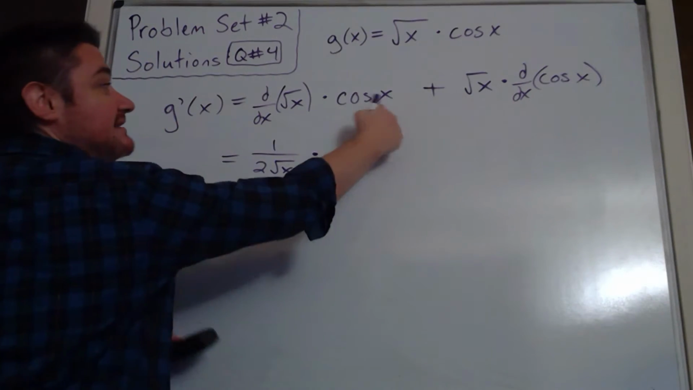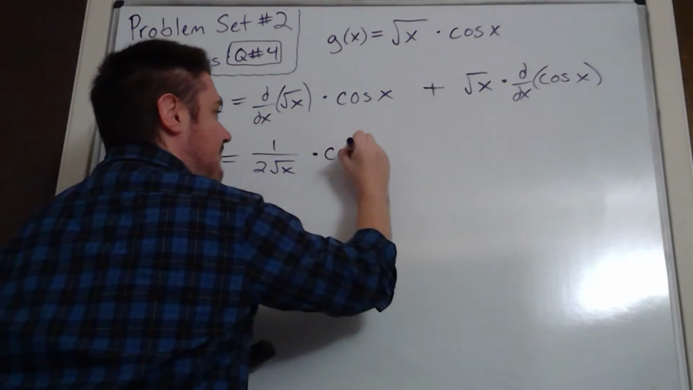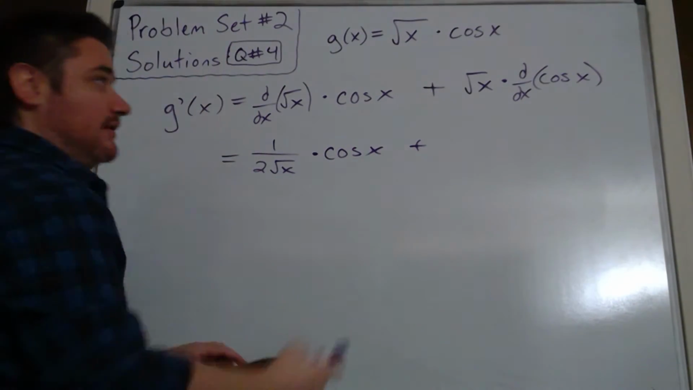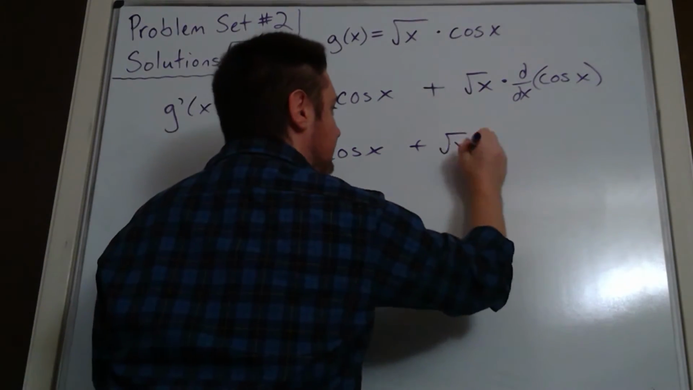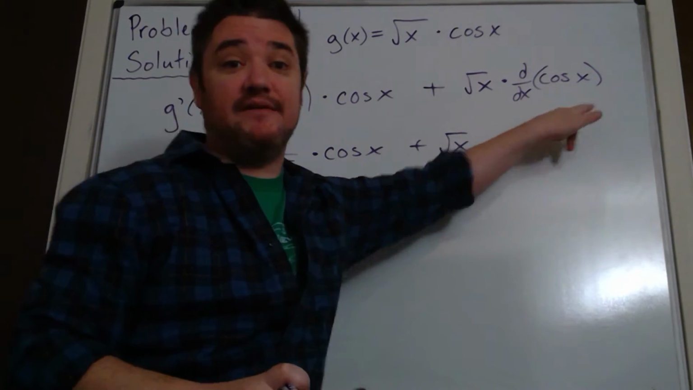Multiply that by, this guy doesn't have the differential operator in front of it, so I'm not taking the derivative. So just multiply that by cosine of x. And then moving right along here, I've got regular square root of x, not taking the derivative of that. And then we're told to take the derivative of cosine of x, okay?